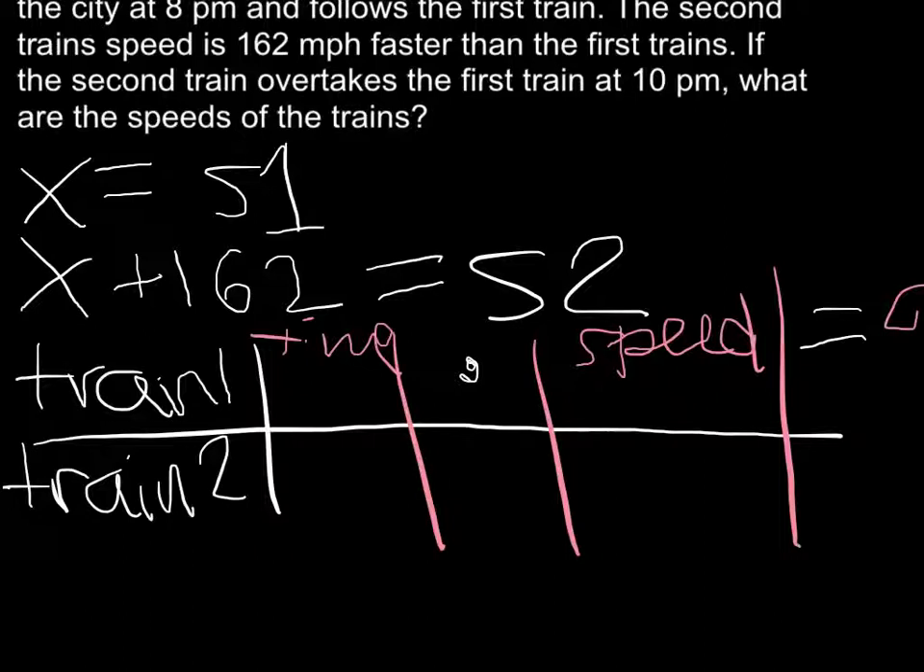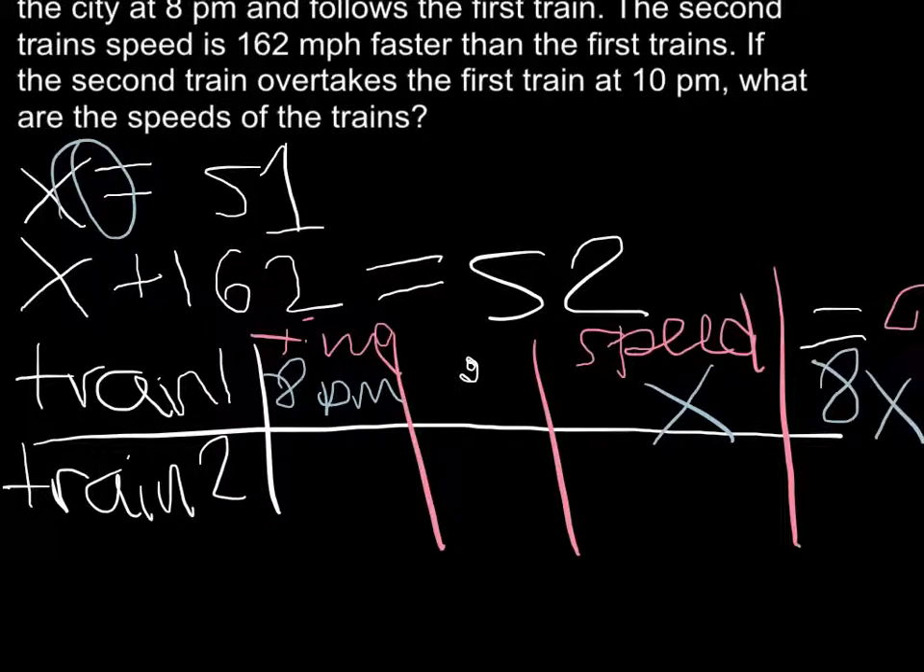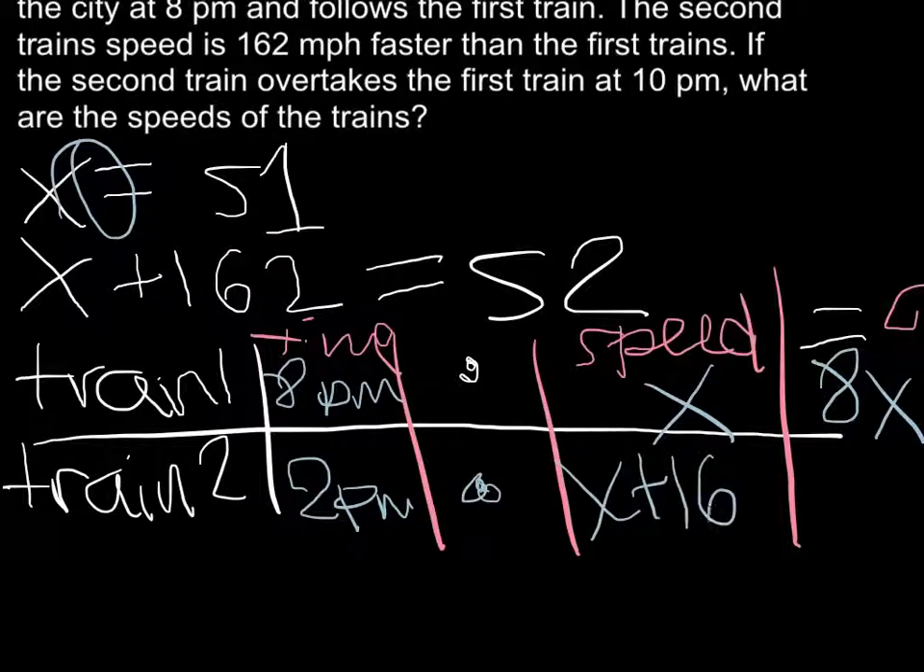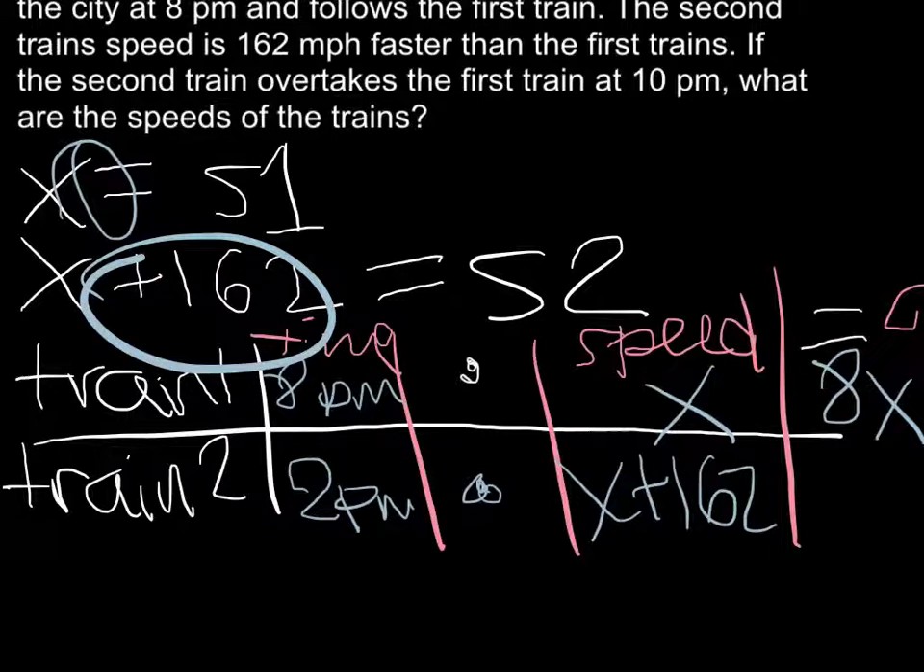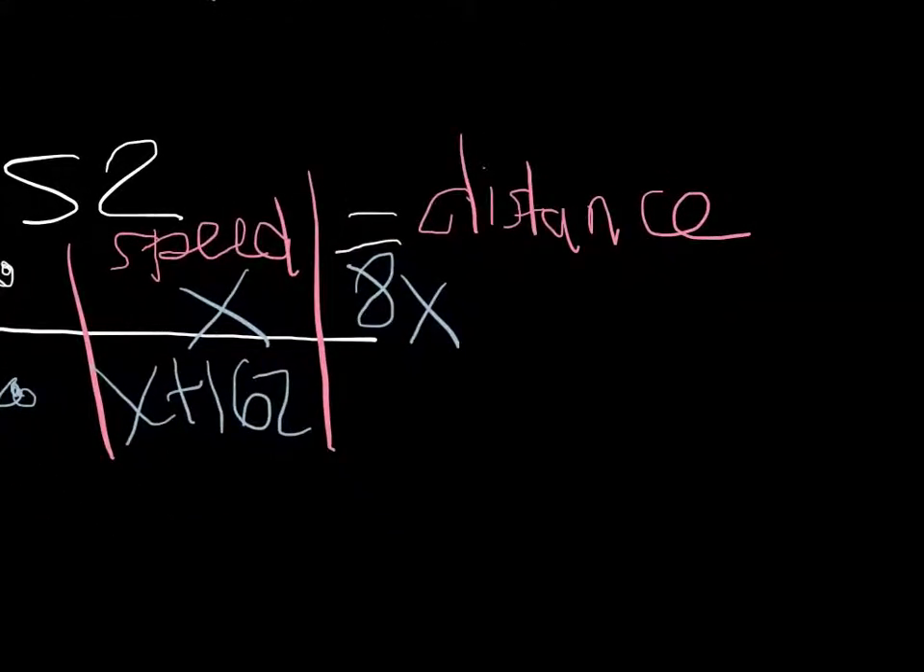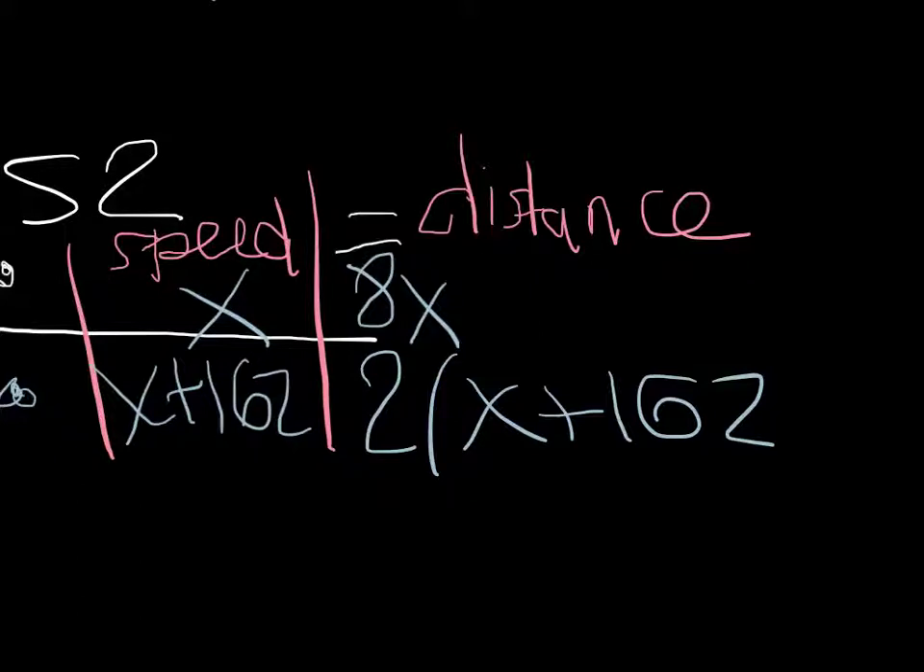So for the first train, it leaves at 2 p.m. and its speed is x. And so we're going to do 8 times x, and we'll get 8x. For train 2, it leaves at 8 p.m., so 2 times the speed x plus 162. And we'll get 2 times x plus 162. Okay. Now we have both of our equations.